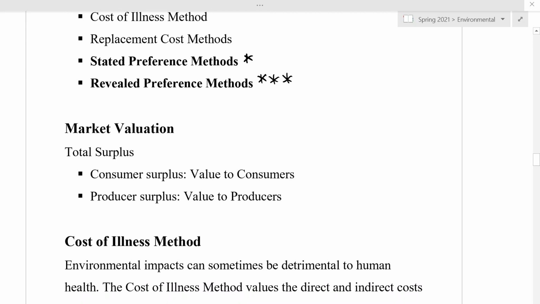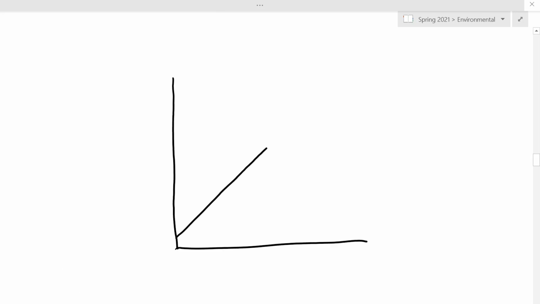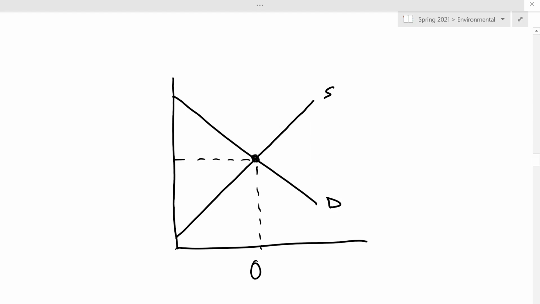This is something we've already talked about. So in several videos ago, there's a video on economic well-being or welfare, and we measure that through consumer and producer surplus. So let me just give a little refresher quickly. There's a supply curve. There's a demand curve. Market equilibrium price. Equilibrium quantity. Equilibrium price.